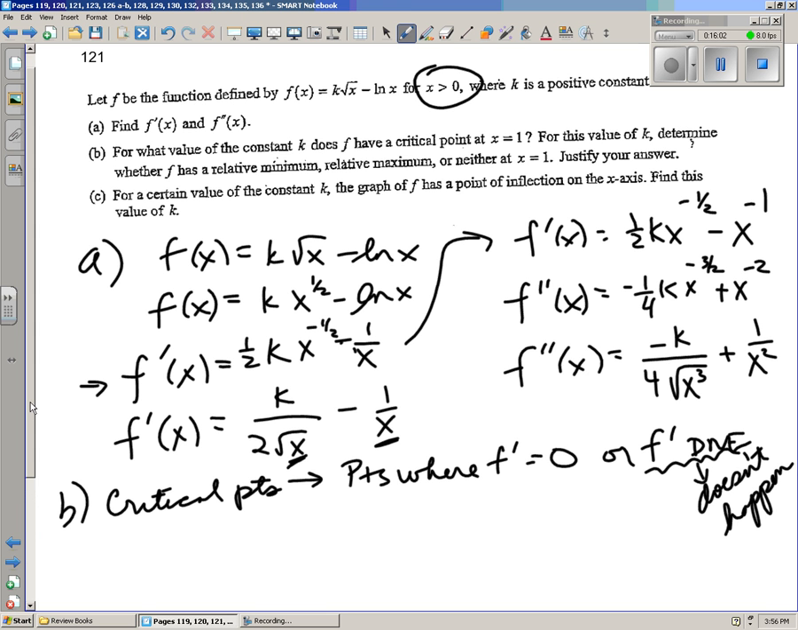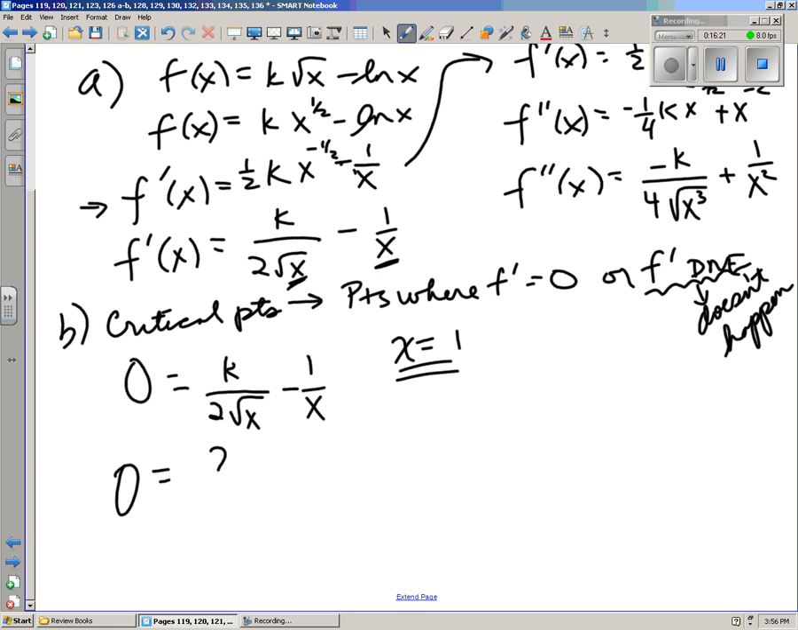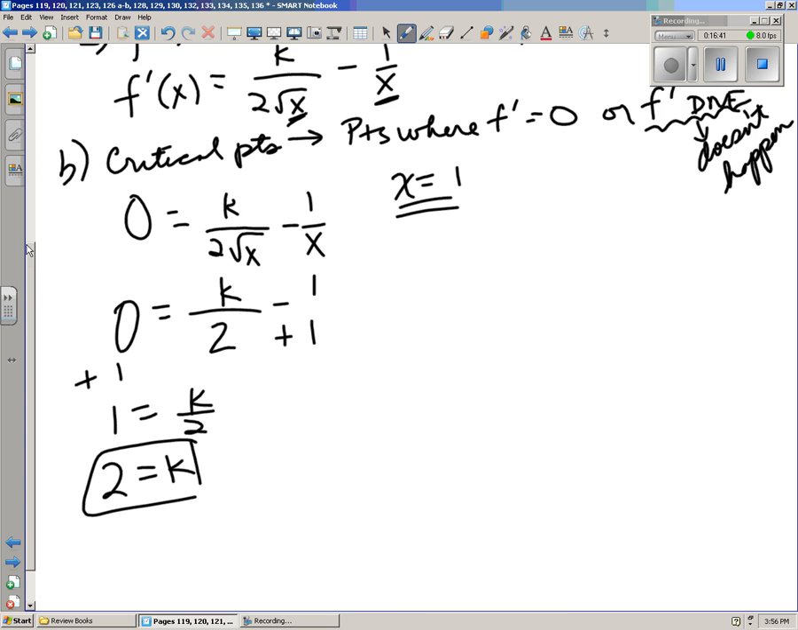So we want to say f prime is equal to 0. We have 0 equals k over 2 radical x minus 1 over x. Now, we have two variables here, but they want x to be 1. They said find the value of k so that x equals 1 is a critical value, so we can plug that in. We get 0 equals k over 2 square root of 1, which is 2, minus 1 over 1. So 0 equals k over 2 minus 1. Add 1 to both sides: 1 equals k over 2. 2 equals k. So that k value is 2.